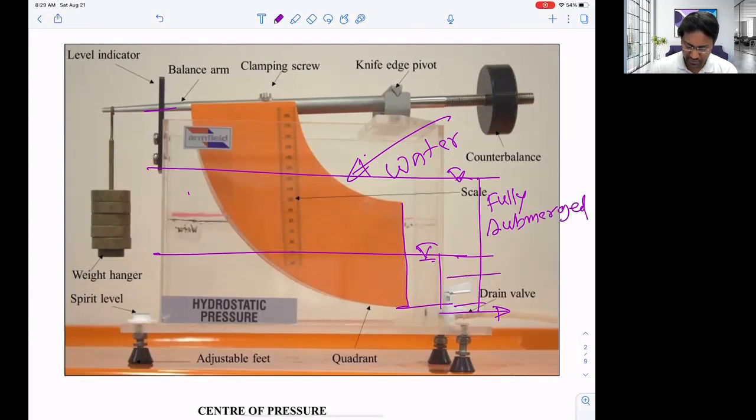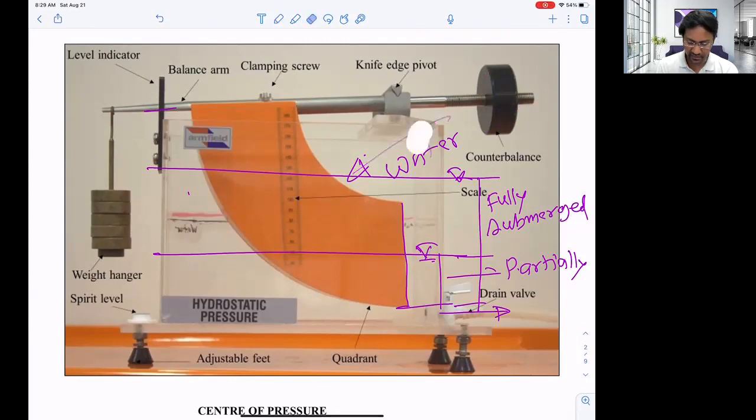And for this one, it is partially submerged. So we have to be able to calculate what will happen if it is partially submerged and what will happen if it is fully submerged. So we'll check different types and then we'll plot. This will happen if you just change the water height, and then we have to take readings.